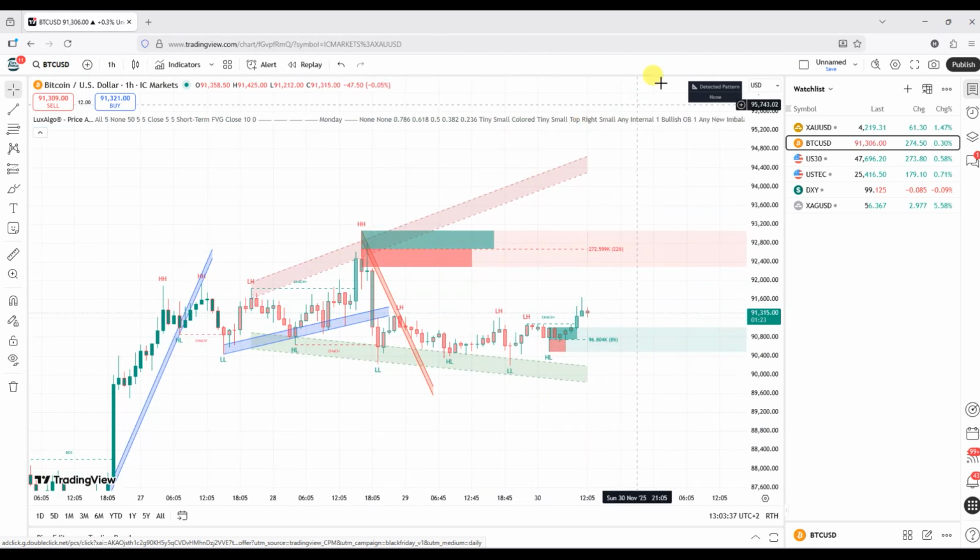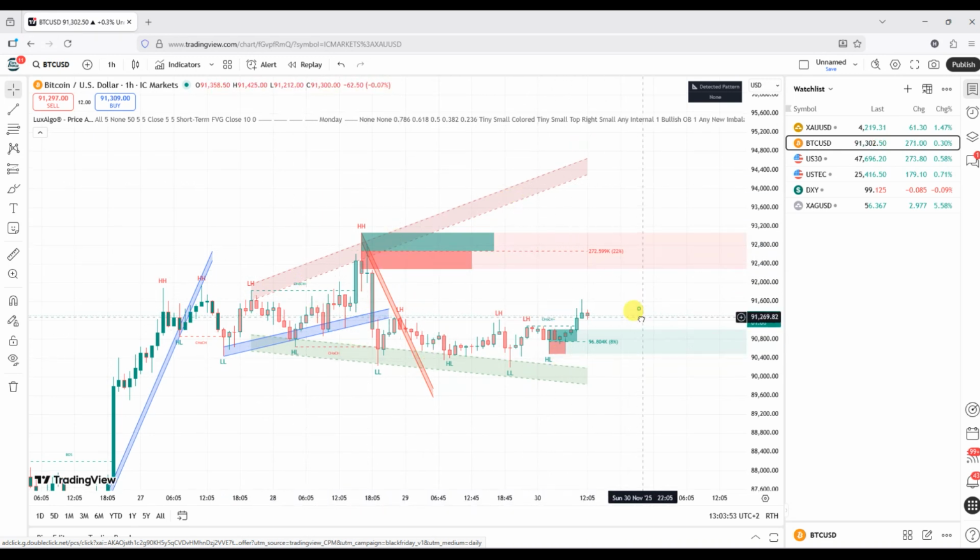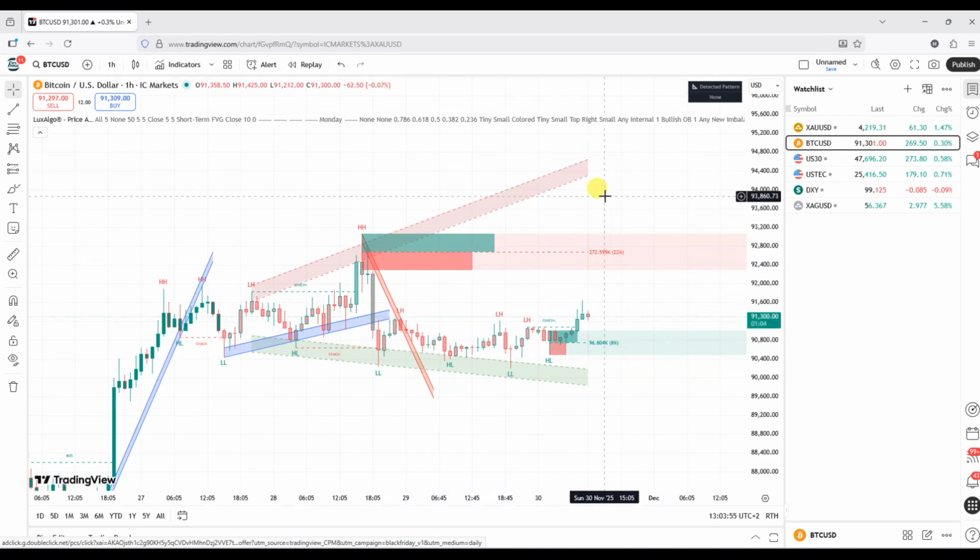Okay, so you can see over here it says detected pattern is none, but you can say there is a kind of a channel over here, or a type of cone, like an ice cream cone, that the market will start dancing in, and then it's going to find out a way. Either it's going to go up, or it's going to go down. But as of now there is no detected pattern on H1.